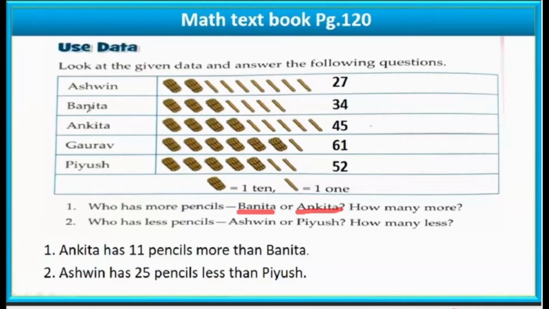So one bundle is 10, as we all know. So let's compare who has more pencil. Look at the first question. Who has more pencil? Banita or Ankita? Yes. Ankita has more pencil. She has one bundle and one pencil extra. So she has more pencil. So Ankita has more. So you will be writing Ankita.